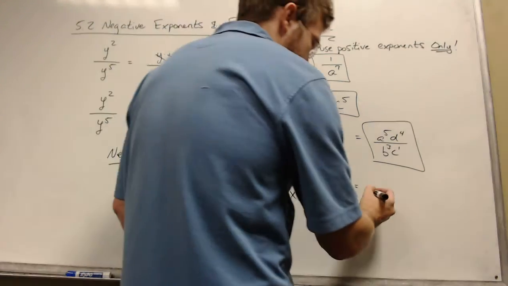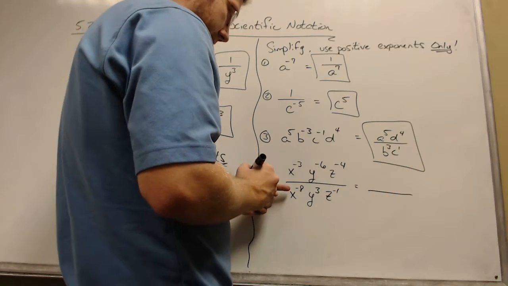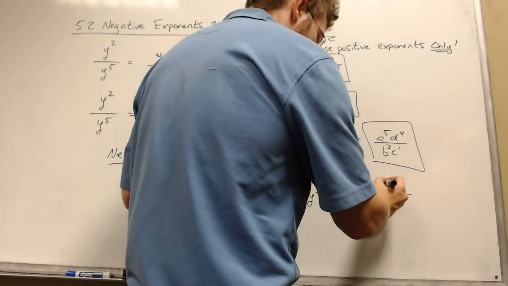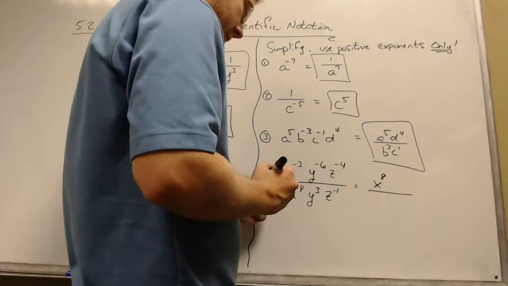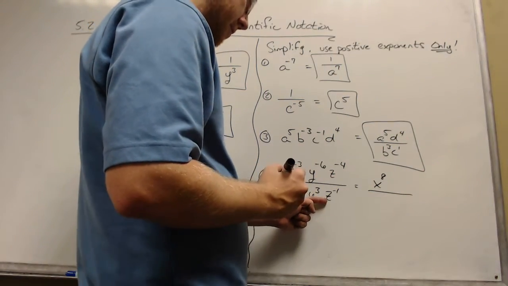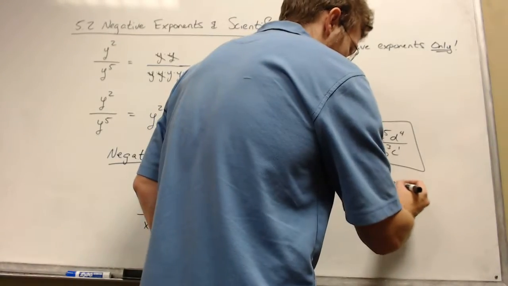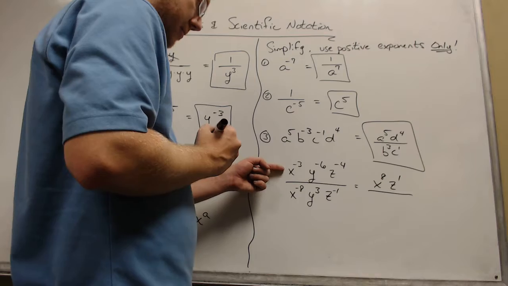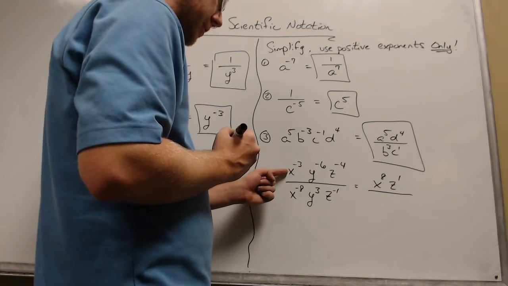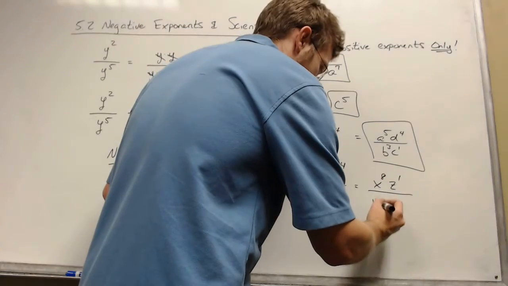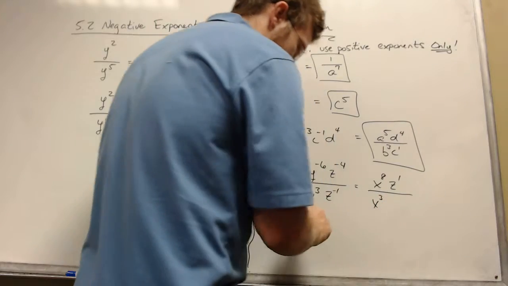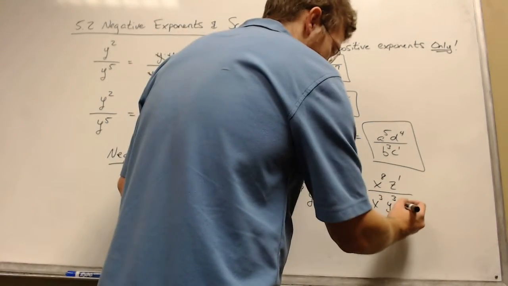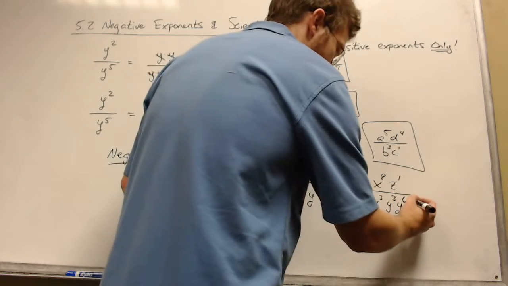All right, so if we rewrite this big fraction, in the numerator now, the x to the negative 8th would go up and become x to the 8th. The z to the negative 1st would go up and become z to the 1st. In the denominator, all these negative exponents from the numerator would drop, so we'd have x to the 3rd. This y to the 3rd is still there, y to the 6th, and z to the 4th.